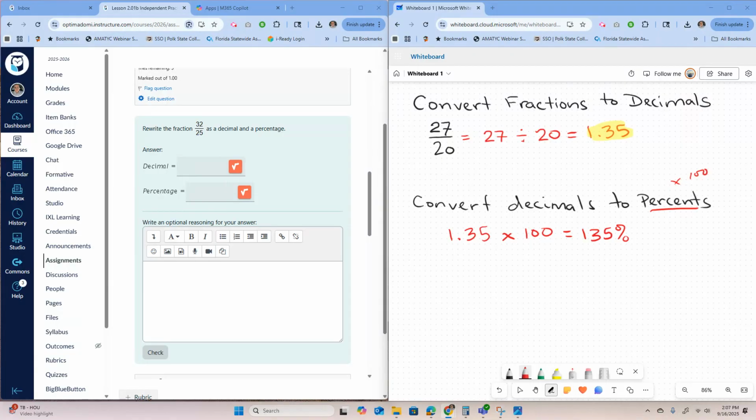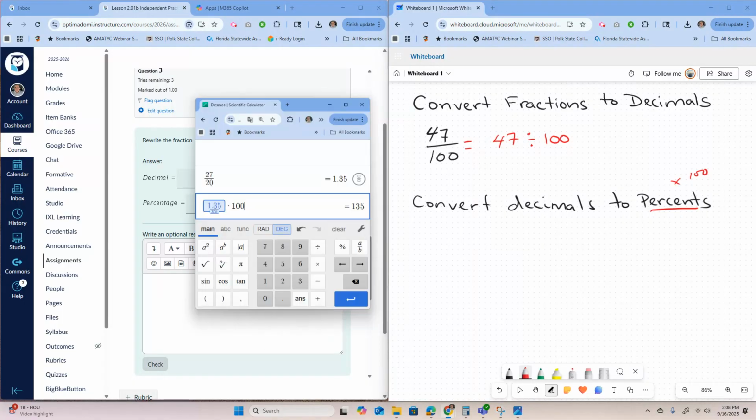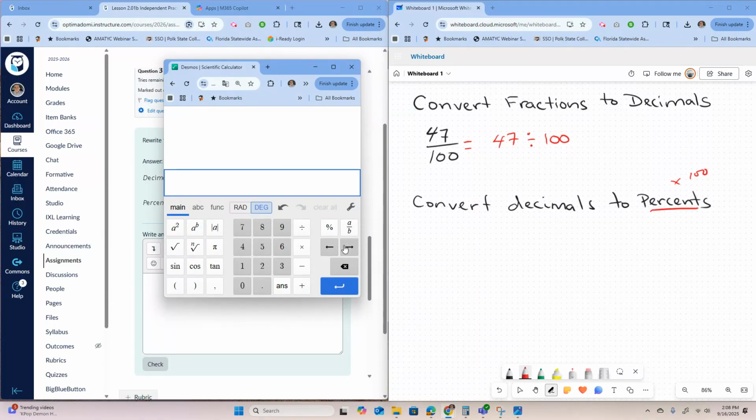Question number 3. In question number 3, we're going to do the same thing we have been doing. I want to convert fractions to decimals. A fraction is a division problem. So you're dividing the top number, in this case 47, by the bottom number, that is 100. Always divide the top by the bottom. That's how you do it. Now, get your calculator. I'm going to use decimals. There it is. I'm going to do 47 divided by 100. And you can see that I got 0.47.